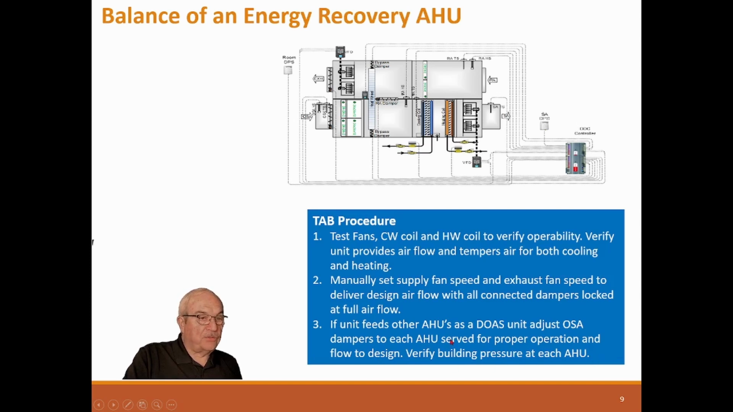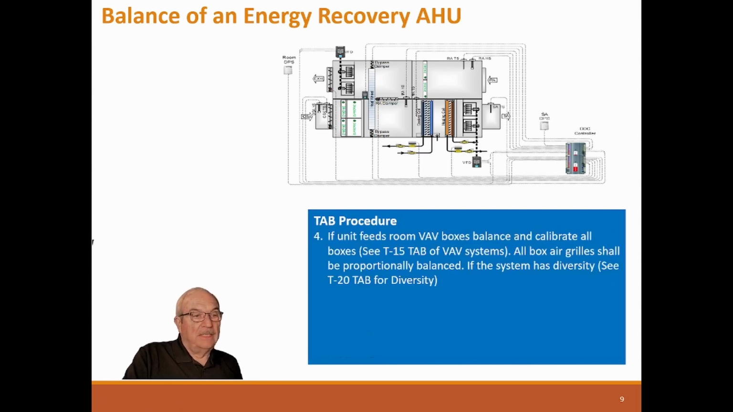Verify building pressure at each air handling unit. So now you're going to make sure their outside air is correct. But remember, they need to be locked in their open position, the design flow, for proper operation of the air handler. If the unit feeds room VAV boxes, balance and calibrate all boxes. See T-17 for the balance of VAV systems. All boxes and grills should be proportionally balanced if the system has diversity. See T-20 or tab for diversity.